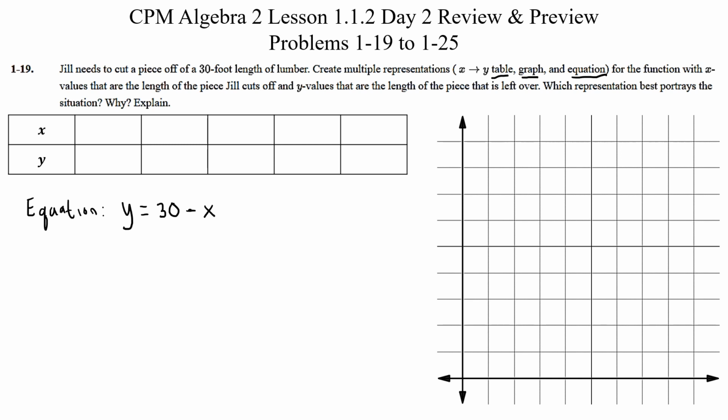And so I'm going to pick some values here. We're going to start off with 0 for x. I'm going to let the last one be 30. So when I cut off no length, I get 30 left over. When I cut off 30, I get 0 left over. Then I'm going to pick 10, 15, and 20 as my other values for x. So when I cut off a 10-foot length, according to my equation, I'll be left with 20. When I cut off 15, I'll be left with 15. When I cut off 20, I'll be left with 10.